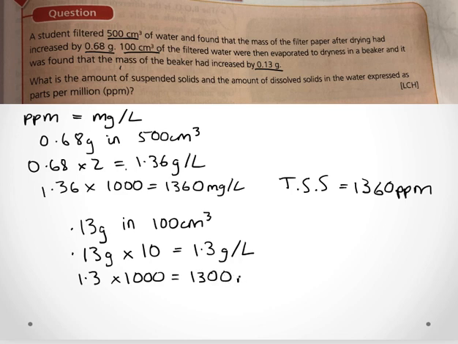1,300 milligrams per litre. So what does that tell us? Overall, our total dissolved solids, remember we're talking about the dissolved solids this time, are equal to 1300 parts per million. And that's your worked example from those two experiments. Obviously there's no calculation to be done on the pH, it's just to be read off a screen.